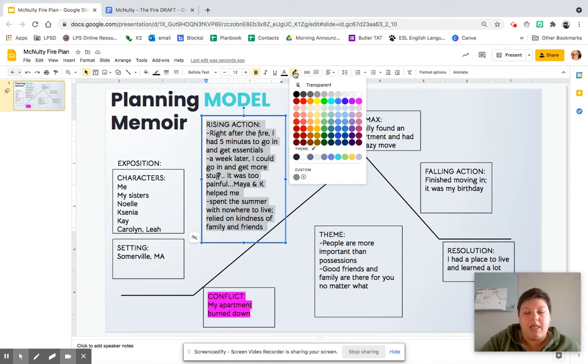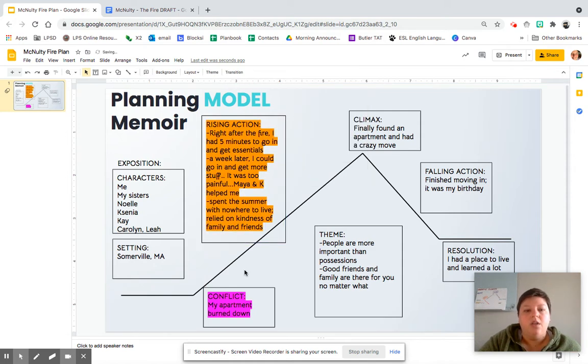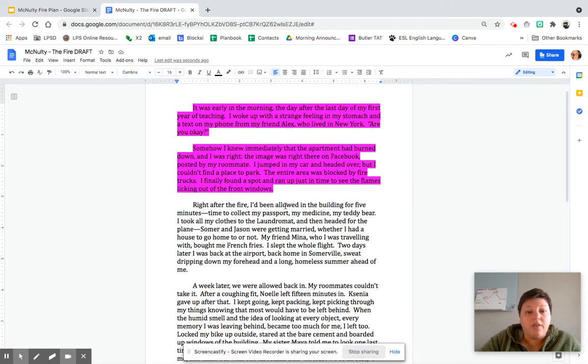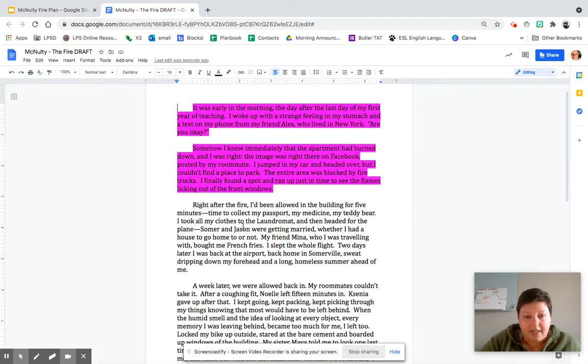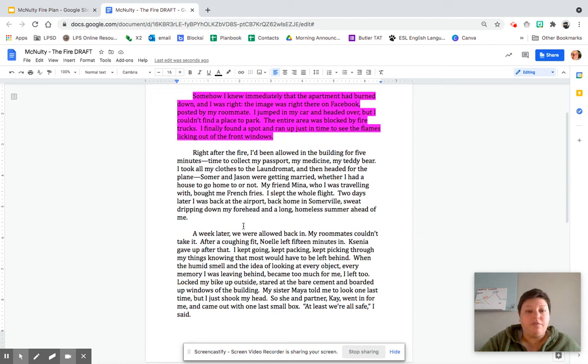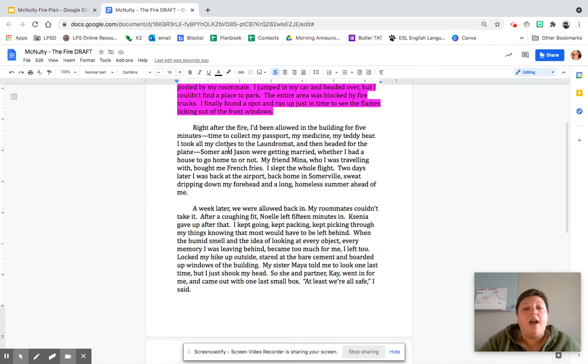So, I'm going to make this orange. I guess I'll make it like a rainbow. So pink to orange. So these rising action parts, so this is right after the fire, right? That first piece of the rising action is going to be the next piece in the memoir. Right after the fire, I'd been allowed in the building for 5 minutes. Time to collect my passport, my medicine, my teddy bear. I took all of my clothes to the laundromat, then headed for the plane. Okay, then I keep going.